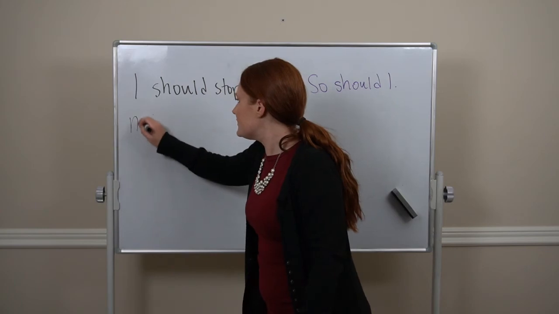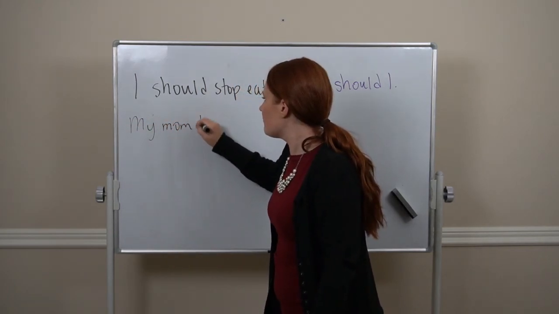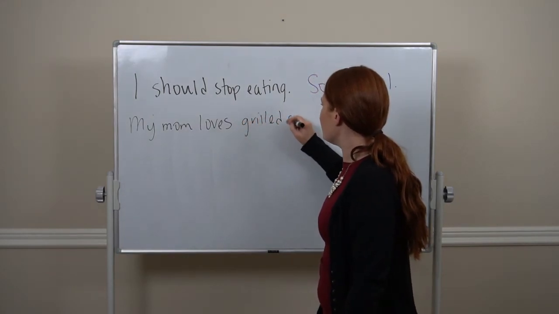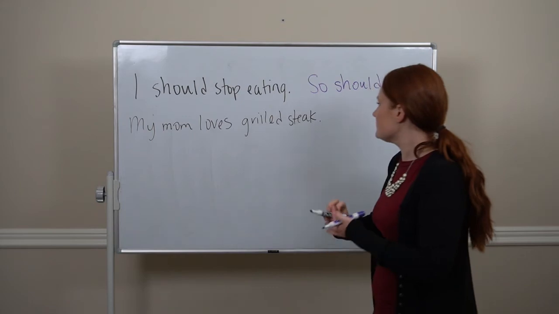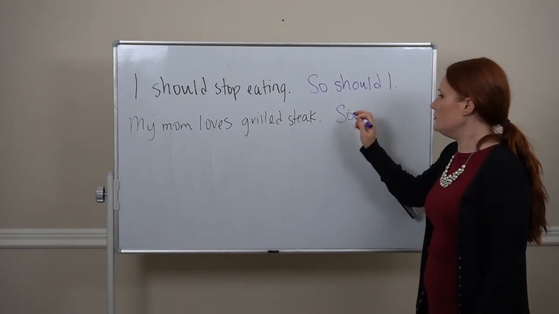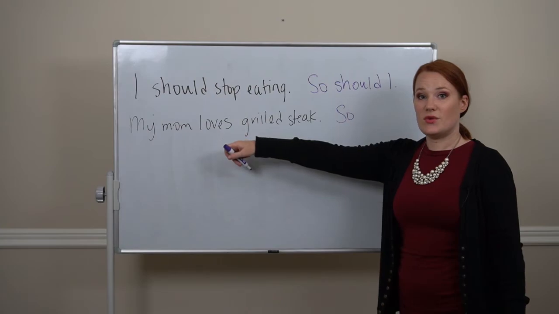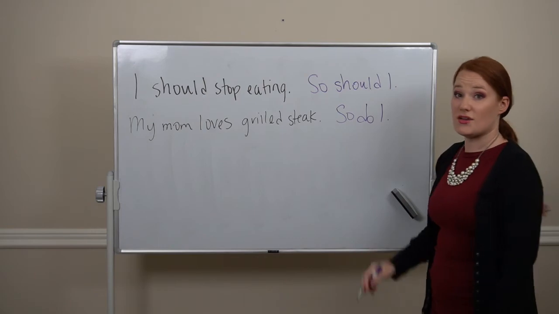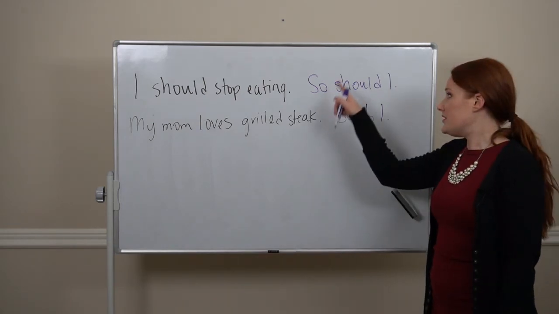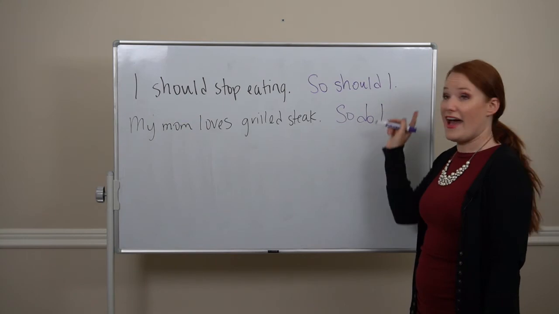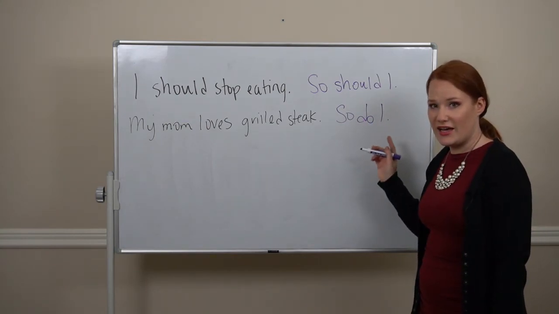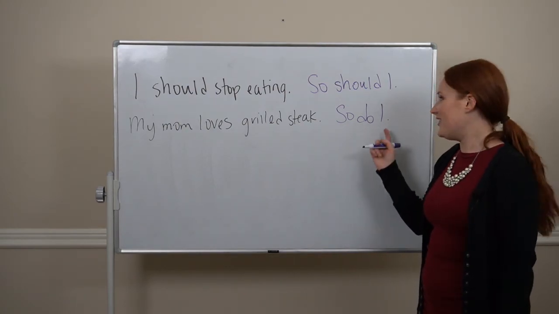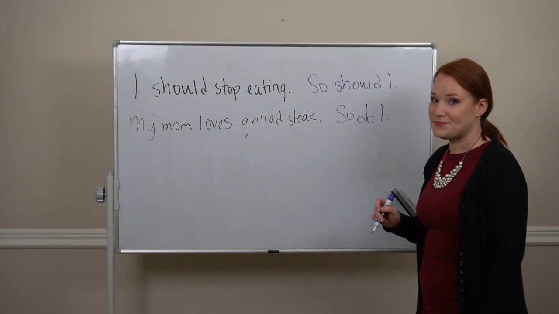Someone says, my mom loves grilled steak. Start with so. We've got present simple tense, so I'll use do and me. So do I. So this can be all kinds of auxiliary verbs. So have I, so did I, so will I. But starting with so, and if it's us we're talking about, we'll use I as the subject.